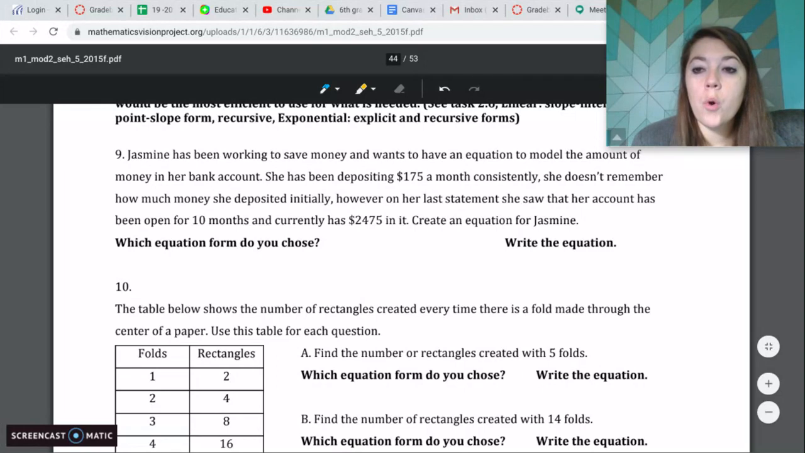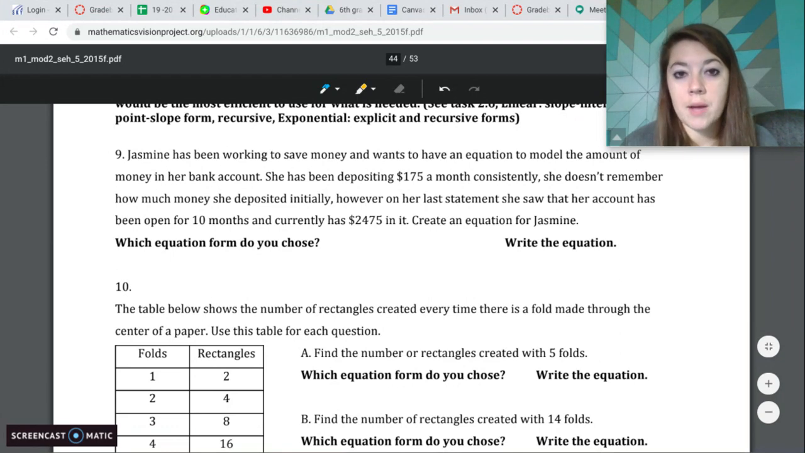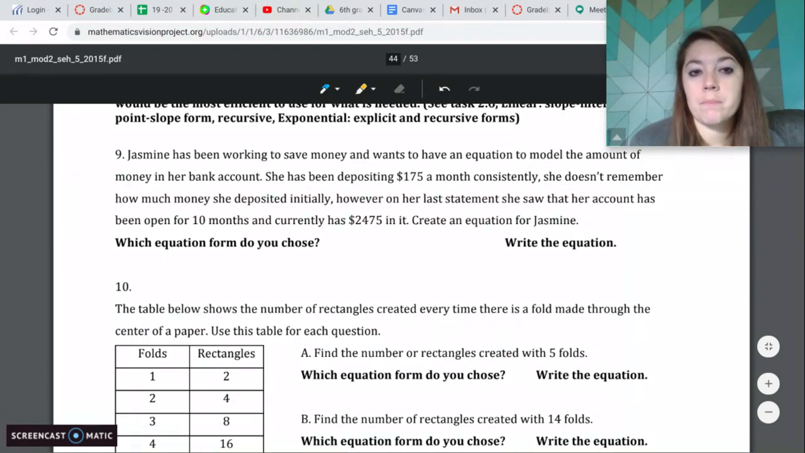So what do we have? Do we know her initial value? No, we don't. We don't know the initial value. So slope-intercept form probably would not be the best form because for that, we need to know the zero term. We need to know the intercept. So we don't want to use slope-intercept form.